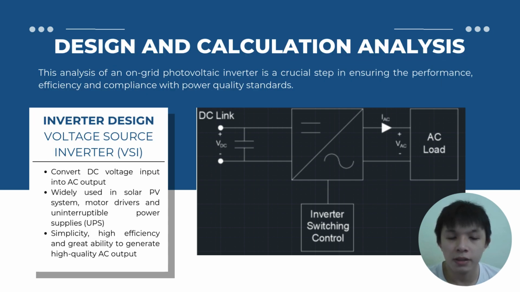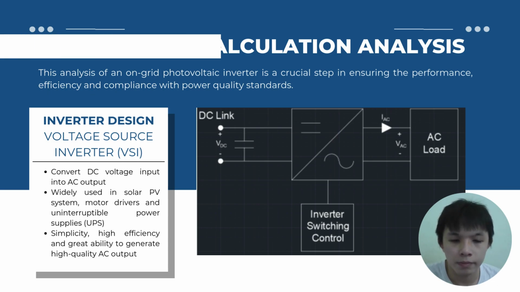This is the design and calculation analysis of our project. This analysis of an on-grid photovoltaic inverter is a crucial step in ensuring the performance, efficiency, and compliance with power quality standard. The inverter design is a voltage source inverter (VSI). Its function is to convert DC voltage input into AC output, and it is widely used in solar PV systems, just like in our project. Its simplicity, high efficiency and great ability to generate high quality output is the reason why we choose it.